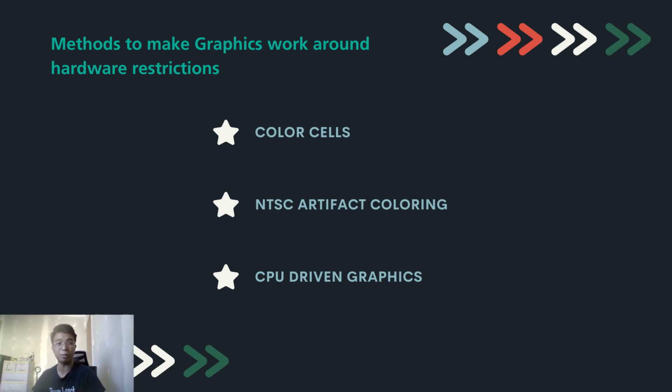So color cells were the most popular. It basically takes the screen and divides it into smaller cells called color cells, wherein you could change the color of each specific cell. So each cell, typically an 8x8 pixel grid, could only have a set amount of colors. And so the whole screen would only need 9 kilobytes to have different colors compared to an 8 kilobyte monochrome screen. Next was NTSC artifact coloring.